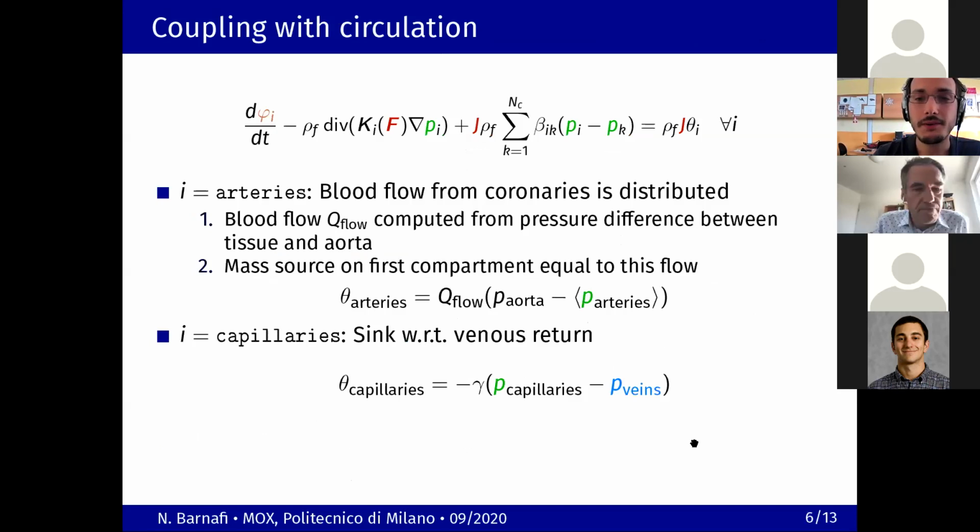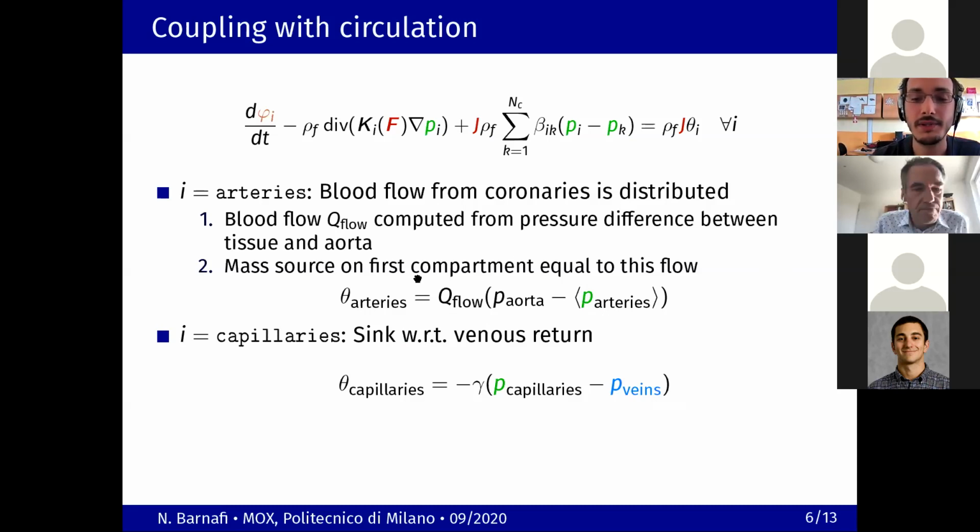In particular, how are we coupling this model to the coronaries? We're considering a 0D model for the flow from the coronaries, neglecting the complex fluid dynamics that they present. This is coupled to the mass conservation: in the arteries, we get the flow from the pressure difference between the pressure in the aorta, which, as I said before, guides the blood flow, and the average pressure in the arteries.